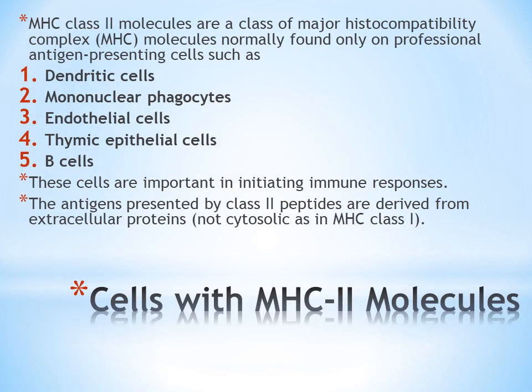Now, MHC class 2 molecule is found on antigen presenting cells. Basically, dendritic cells, mononuclear phagocytes, endothelial cells, thymic epithelial cells, as well as the B cells. These cells are very important and they present the antigen to the lymphocytes.